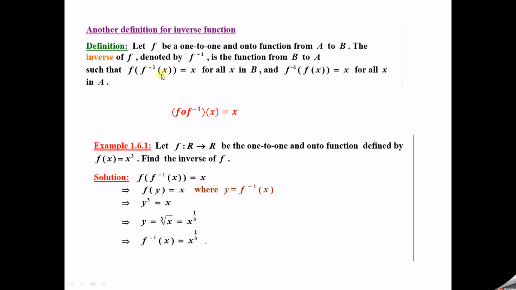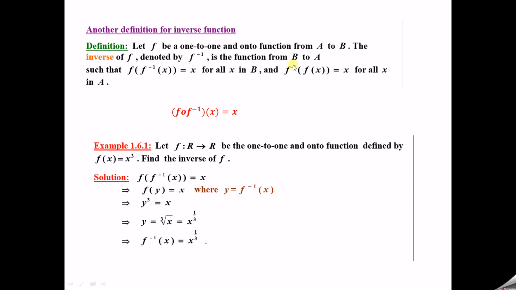And there is another way of defining this. Let f be a one-to-one and onto function. That means it is a bijection, we call it. If it is both one-to-one and onto function from A to B, we say it is a bijection. Then the inverse of f is denoted by f inverse. This is the notation symbol to denote the f inverse.